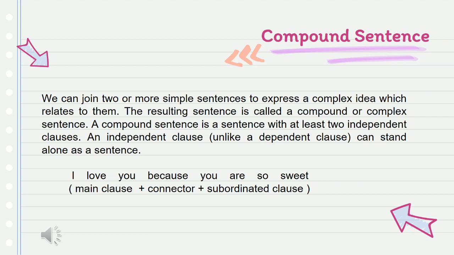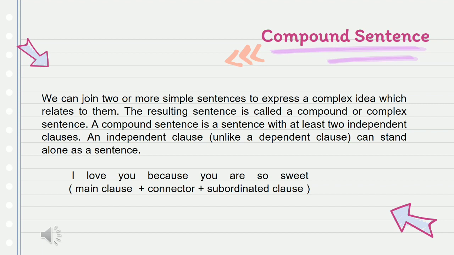We can join two or more simple sentences to express a complex idea which relates to them. The resulting sentence is called a compound or complex sentence. A compound sentence is a sentence with at least two independent clauses. An independent clause, unlike a dependent clause, can stand alone as a sentence. Example: I love you because you are so sweet.